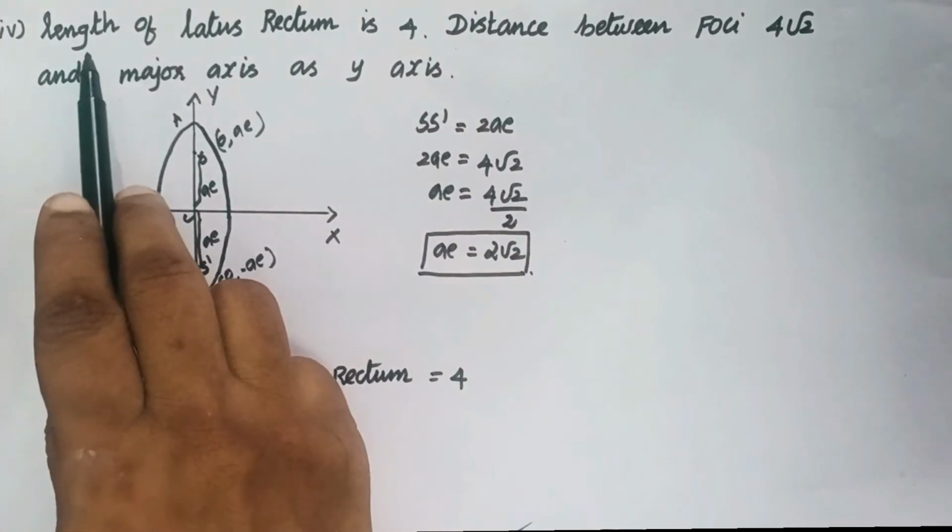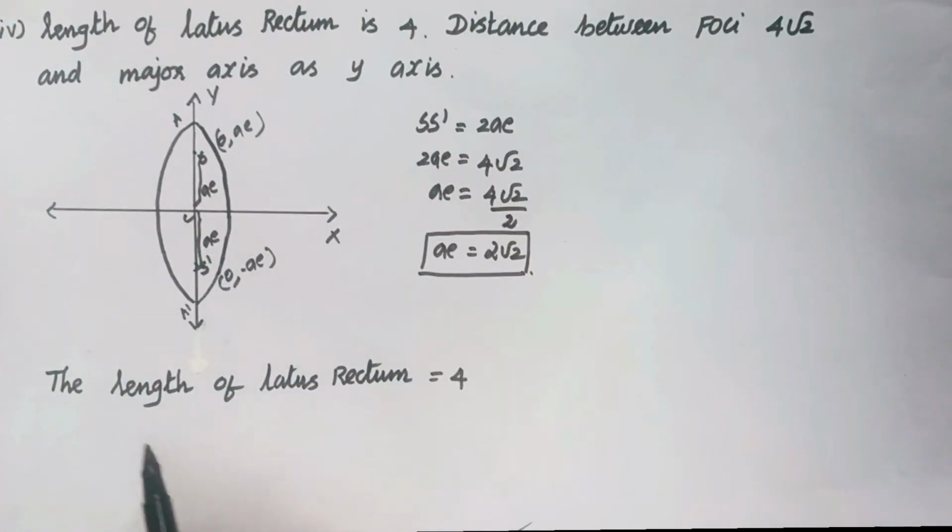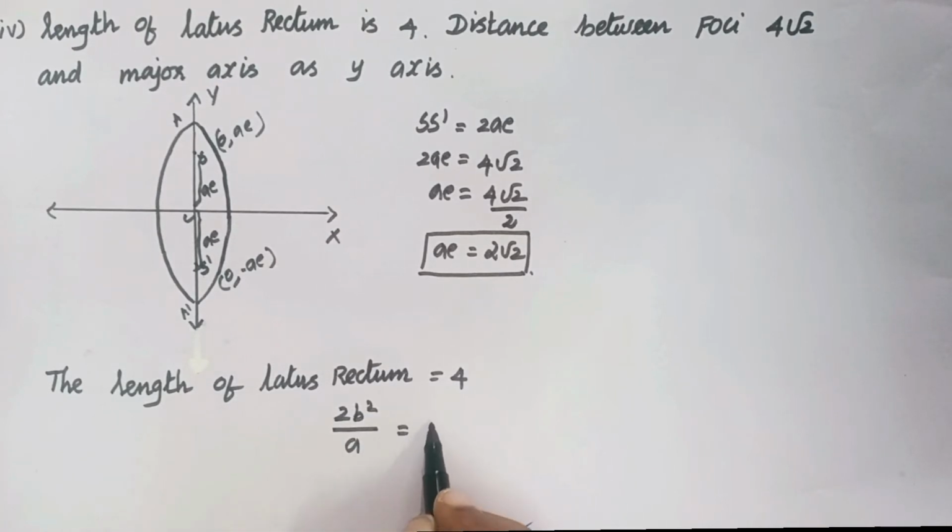Now they gave that the length of the latus rectum is 4. We know the formula 2b squared by a equals 4. 2b squared equals, multiplying by a, 4a. Then dividing by 2, b squared equals 2a.